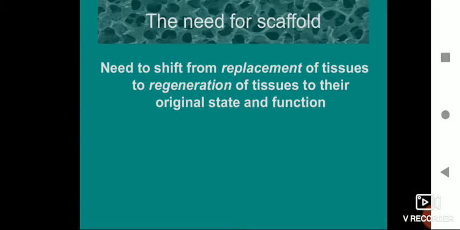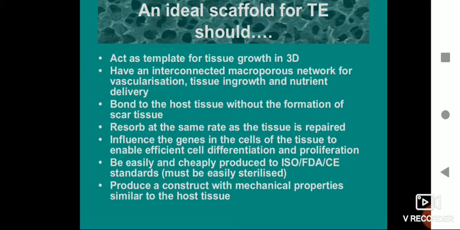Why do we need scaffolds? The need for scaffolds arose when replacement of the tissue was taken over by regeneration of the tissue, in order to make sure that the original state or function of the tissue is maintained, right? Before we see how the scaffolds are made or what their function is, we need to understand what an ideal scaffold should look like or should function like in case of application in tissue engineering. So here is a list of properties that an ideal scaffold should fulfill.